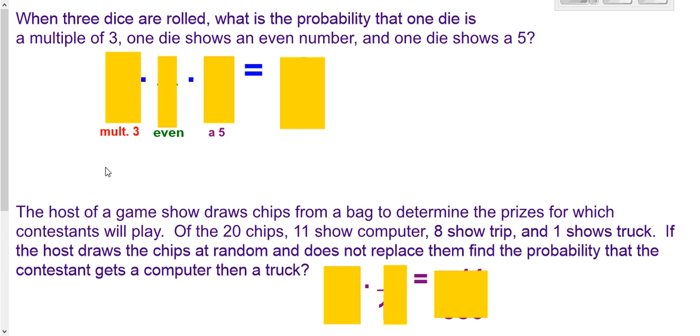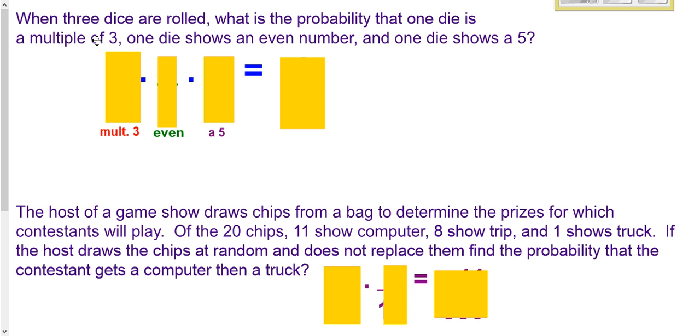So, taking a look here. When 3 dice are rolled, what's the probability that one dice is a multiple of 3, one dice is an even number, and one dice shows a 5? Well, these are not dependent upon each other because what we get on one dice does not affect the other dice.